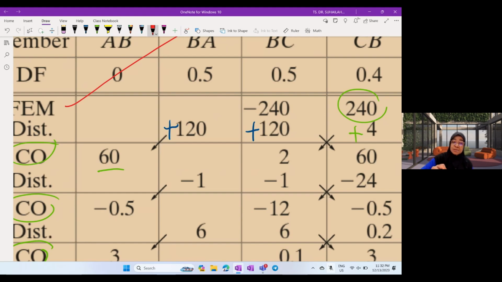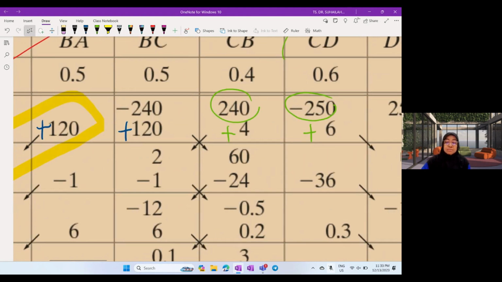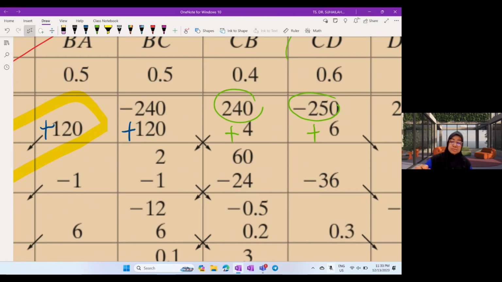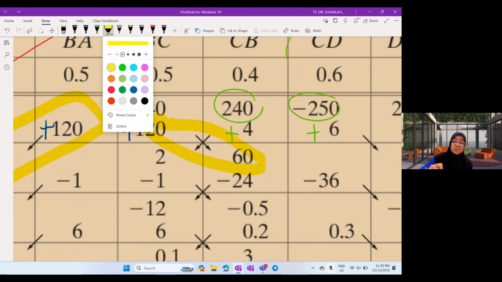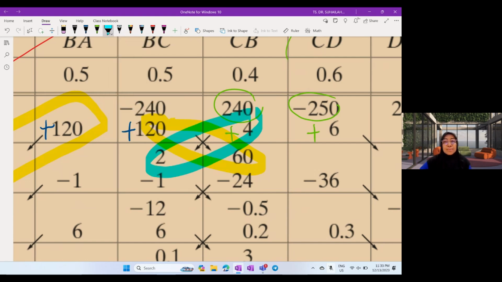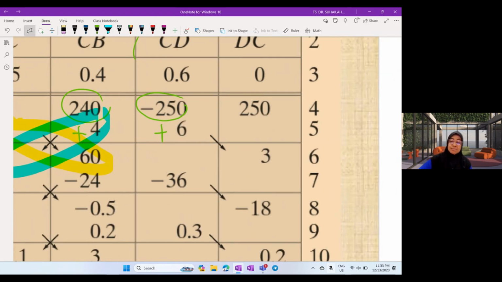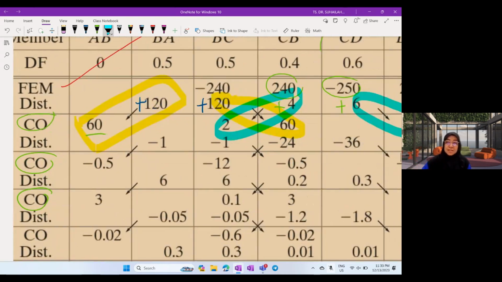And we have to carry to opposite, yeah? We have to carry to opposite, cross boundary. Okay, this one also half, cross boundary. Okay, 120 becomes 60 because it is 0.5. 4 becomes 2. 4 becomes 2. 0.5, right? The factor is 0.5. Then 6 becomes 3. And we have to carry the value to the opposite joint, cross boundary. Okay, so that's the process for the first cycle.